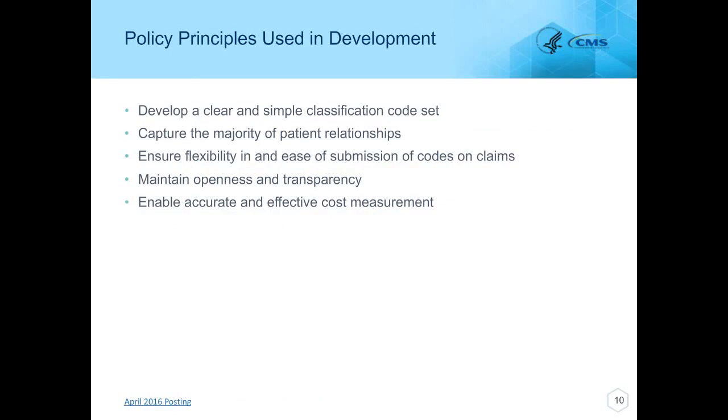We had 5 policy principles in the development of the patient relationship categories. This includes developing a clear and simple classification code set that captures the majority of patient relationships. We also want to ensure flexibility in and ease of submission of the codes on the claims and maintain openness and transparency. And finally, we want to make sure that we're enabling accurate and effective cost measurement.